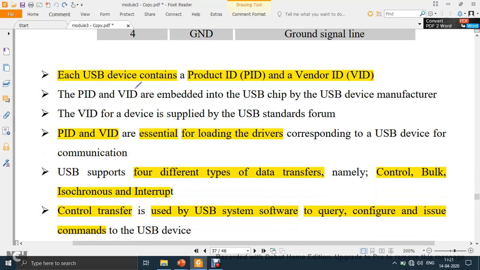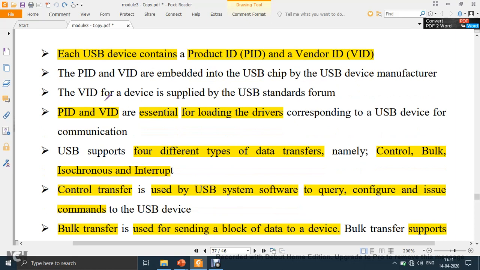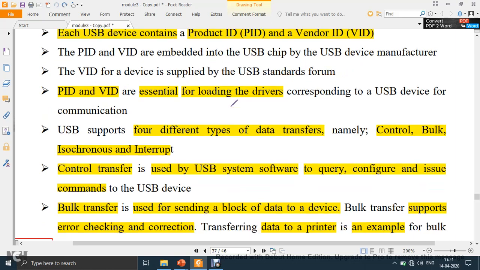Each USB device contains a product ID and a vendor ID. This is standard across all USB devices anywhere in the world. Product ID, PID, and vendor ID, these two are embedded in the USB chip that comes within the device. The vendor ID is supplied with the USB standard. PID and VID are essential for loading drivers.